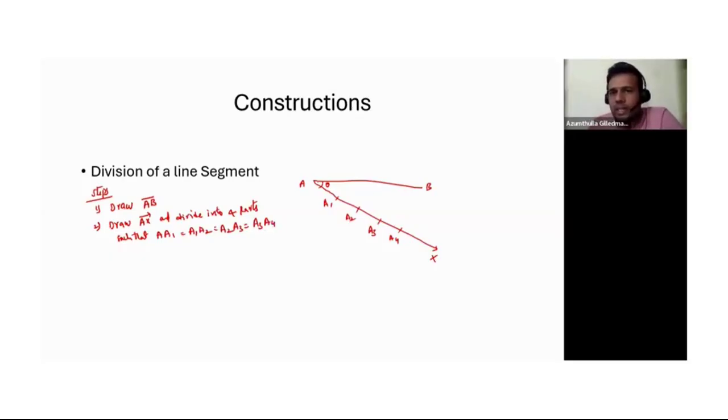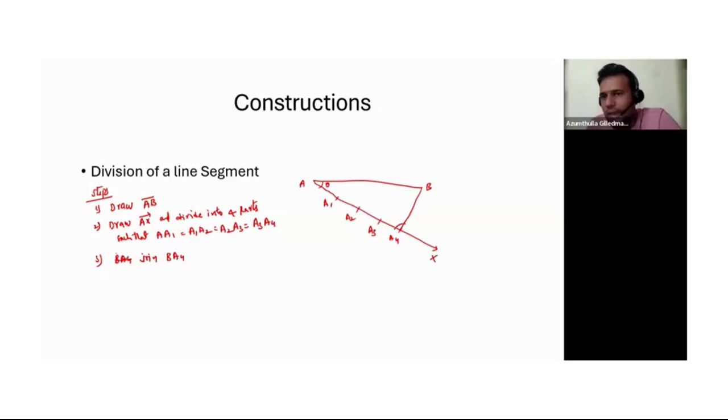Now, this line segment AB, I need to divide into 4 equal parts. So what I need to do is, I need to join B and A4, the last division. Understood? Now, join BA4, right? Or you can just say join BA4. That will be your last division.